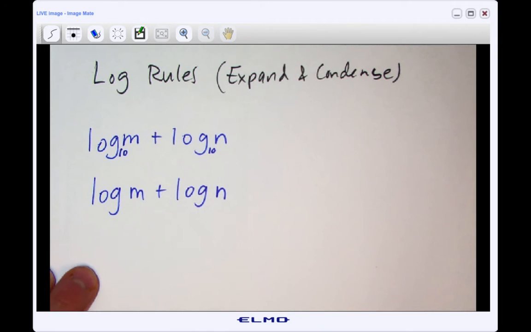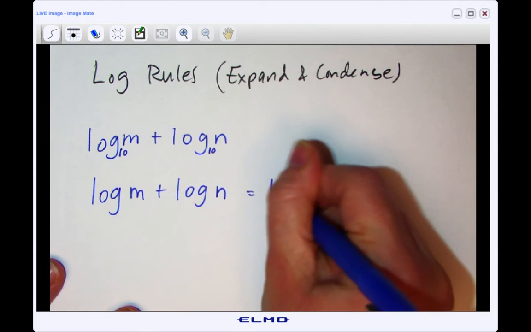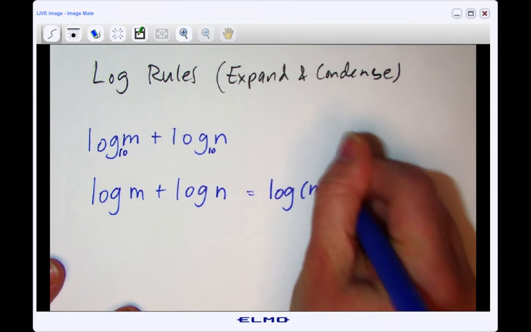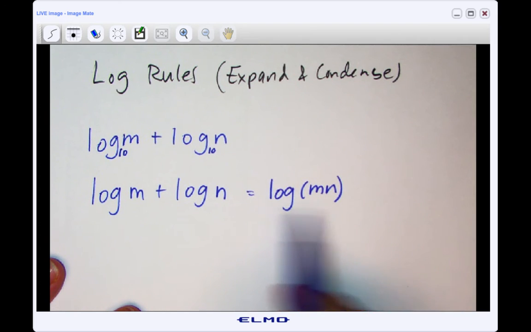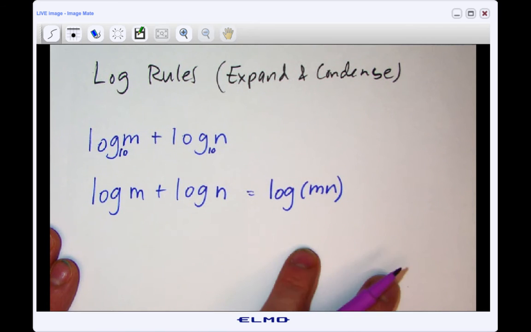Okay, so if I have log m plus log n, this is actually going to be the same thing as this one, multiplying the m and the n inside the same log. Now let's look at why this is true. So we're not going to do a proof or anything, but we're going to do a convince yourself. I call it a convince yourself. I'm going to use some numbers that I know and see how this turns out.